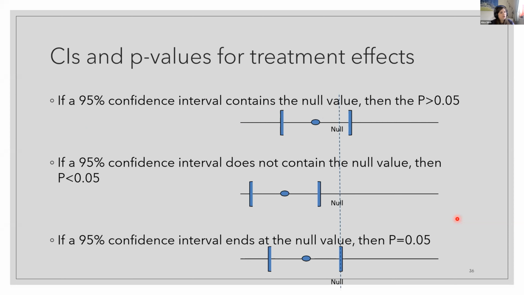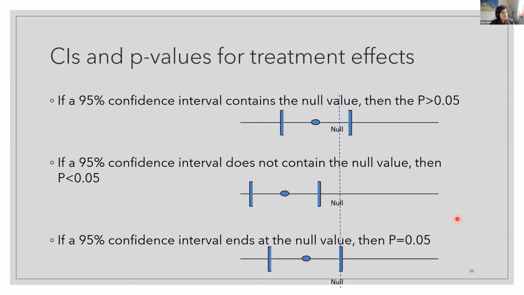When I refer to the null value, this is the value that would indicate there's no difference. So if you were looking at a mean difference, this would be 0. If you were looking at a relative risk, this would be 1. If you're looking at an odds ratio, it would be 1. So for any relative measure, it would be 1. For any absolute difference, it would be 0.